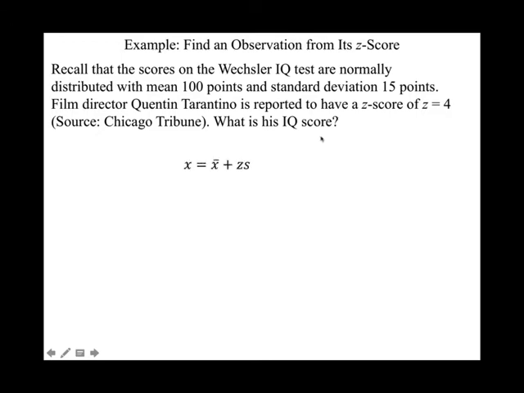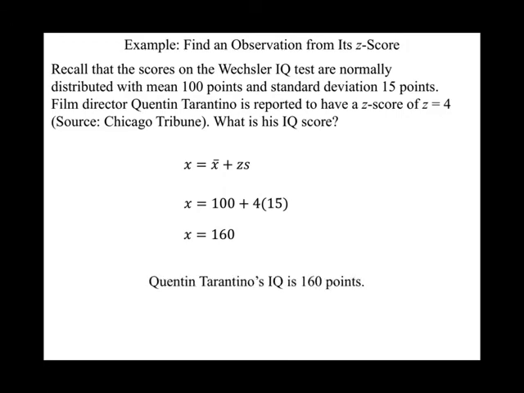So we'll be using this formula. The sample mean is 100 points, the sample standard deviation is 15, and the z-score is equal to 4. So plug it in. Use the calculator. Make sure you do the multiplication before you add the 100. You should get 160. So his IQ score is 160 points.